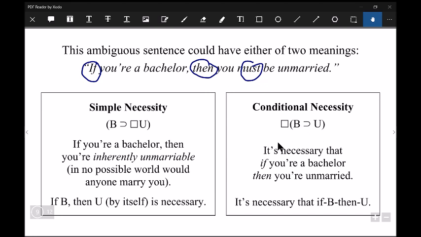Now, does this one take away your free will? No, but this one does. Poor Joey. If this is true of him, if he's a bachelor, then he's inherently unmarriable. If he is a bachelor, then there's no way he could get married. No possible world would anyone ever marry you.